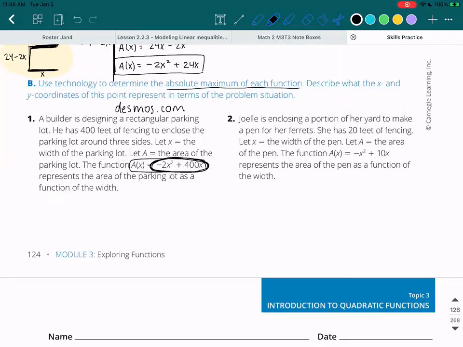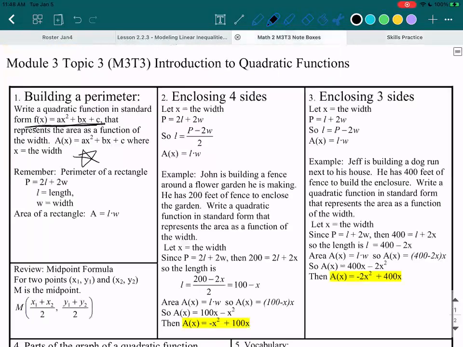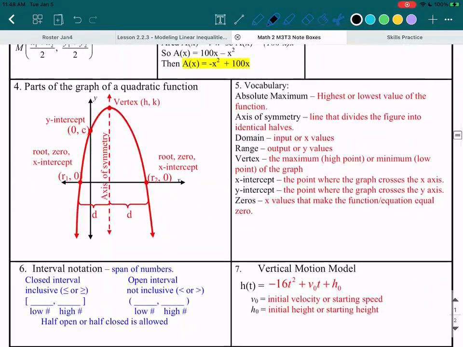By the way, some of you might be wondering what in the world is an absolute maximum. Some of you might be able to guess it, but let's refer to our notes first to figure out what an absolute maximum even is. If you look at box number 4 and 5, we have a graph and the vocabulary word of absolute maximum. An absolute maximum is the highest or lowest value of the function. If you look at the graph on number 4, the highest point would be the vertex. So this point would be the absolute maximum.